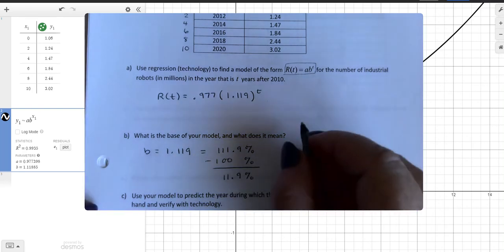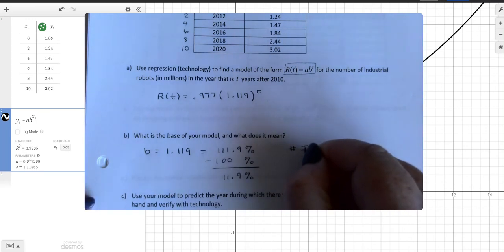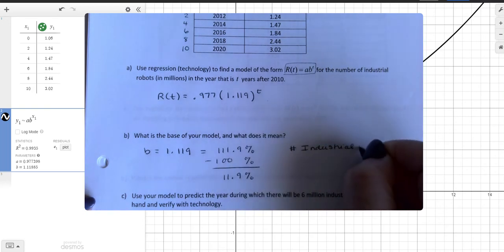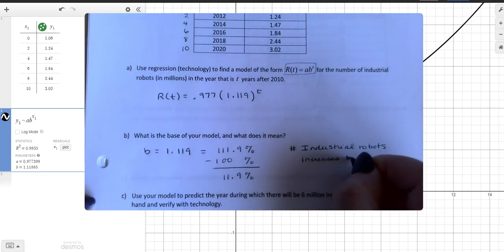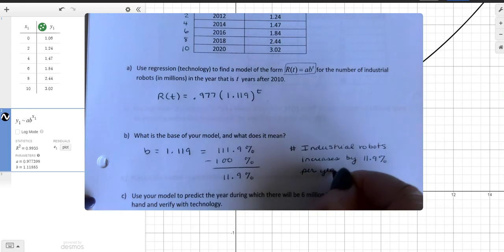So we could say that the number of industrial robots increases, this is a positive rate of change, by 11.9% per year.